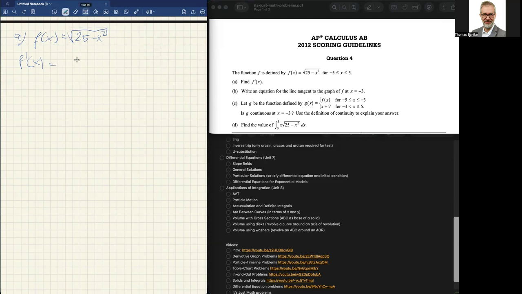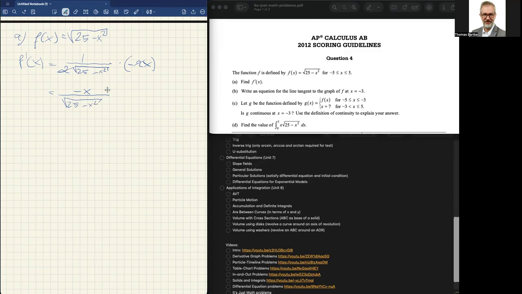in the test. So we have 1 over 2 square root of 25 minus x squared. So the inside stays here. And then times the derivative of the inside, that's negative 2x. So this is it. And then you can reduce it. These 2's cancel. And you're left with negative x over square root of 25 minus x squared, like so.